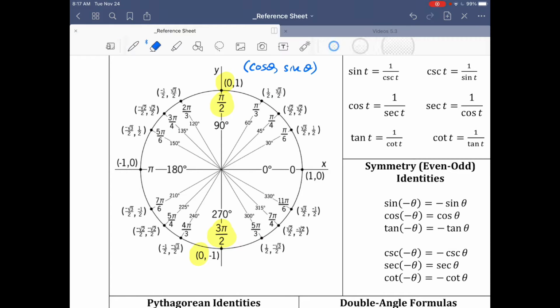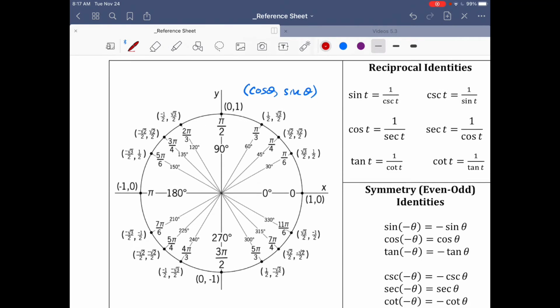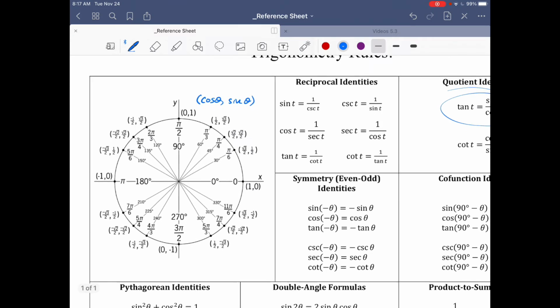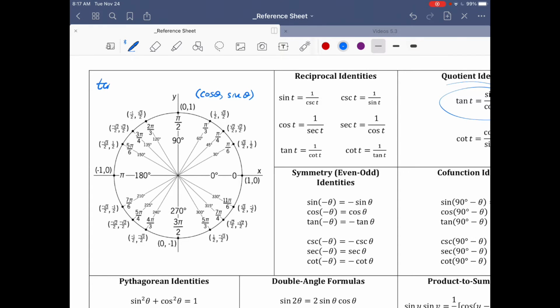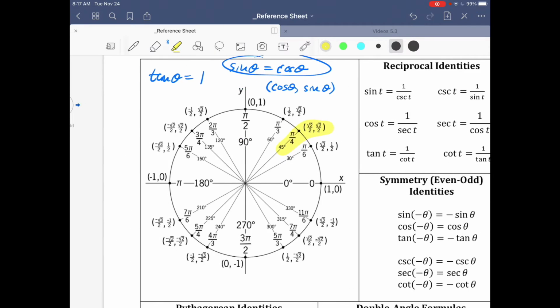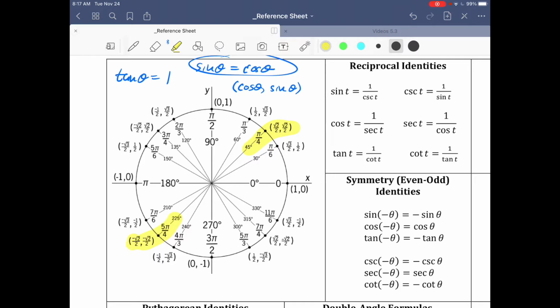So what we want to consider is where is tangent 1? Let's go back into our memory banks. Remember that we have sine and cosine as our coordinates. We remember that the tangent is the sine over the cosine. So in order to get a tangent of 1, the sine has to equal the cosine. So where are the values on the unit circle where sine is equal to cosine? Well, that would be right here. That would be right here.